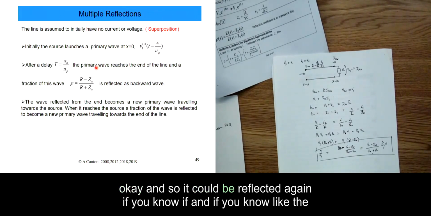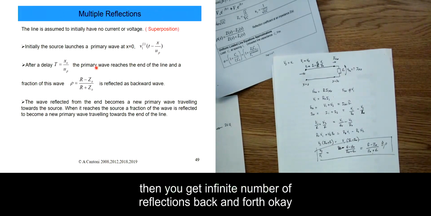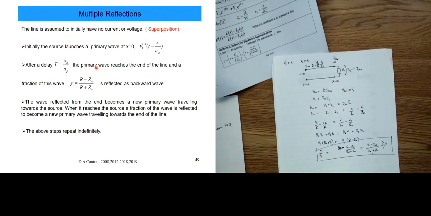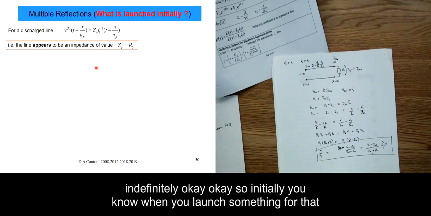So it could be reflected again. If both the source and the load are not matched to the line, then you get an infinite number of reflections back and forth. Eventually, when there's loss in the line, it will settle down, but there will be an infinite number of reflections. So these things repeat indefinitely.